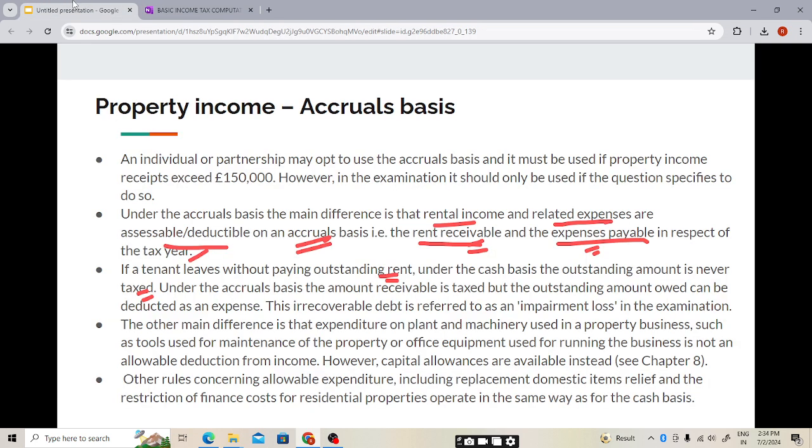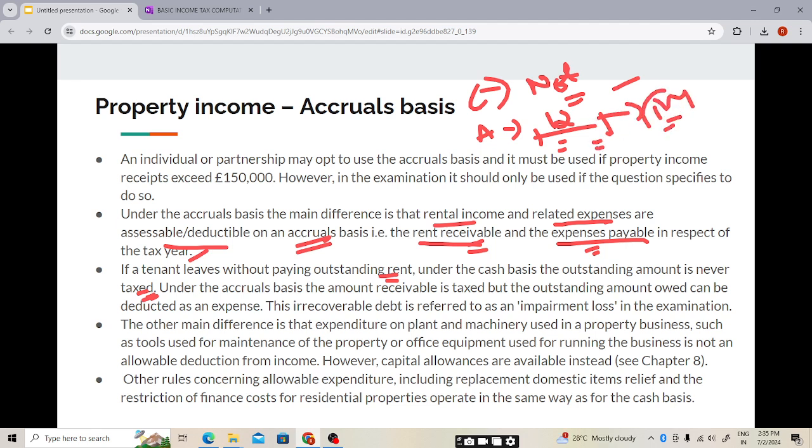Under the accrual basis also, the outstanding amount will not be taxed because we did not receive that income. Without receiving that income, how will we pay the tax? But the difference between cash basis and accrual basis is this. In cash basis, no adjustment is needed because whatever amount you receive, you pay tax on, and what you did not receive, you do not consider. In accrual basis, you consider the whole year's income, 12 months. But if you do not receive one month, you would be paying tax on the whole amount, so you need to reduce this one month from the income.